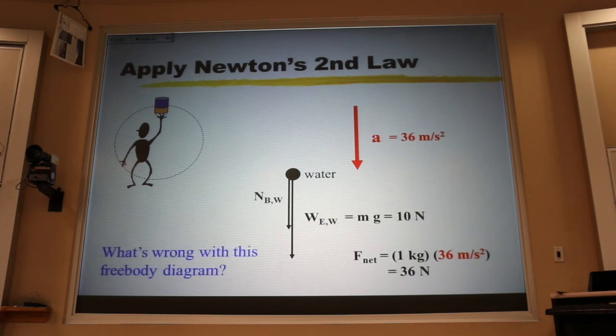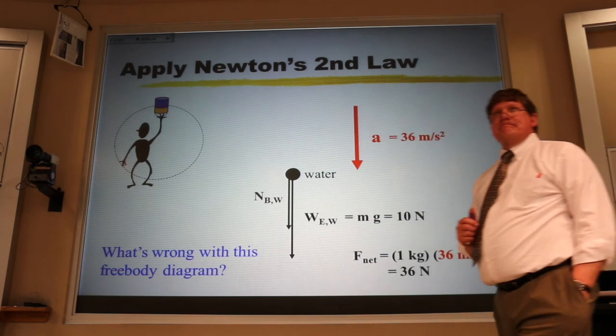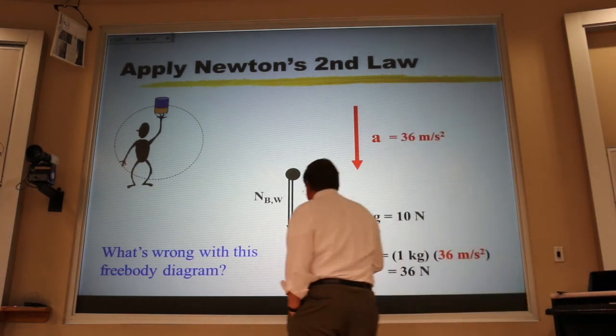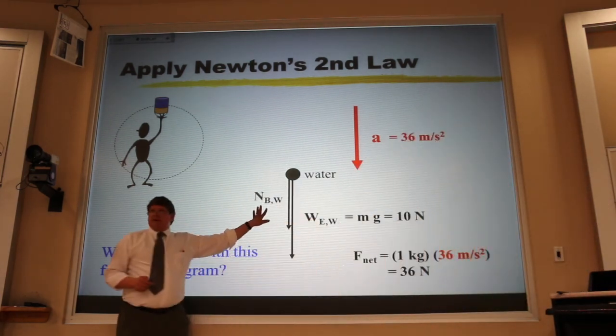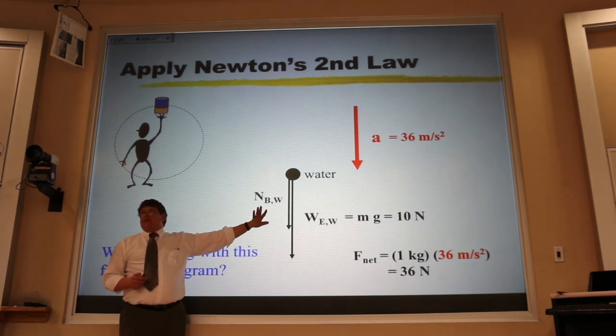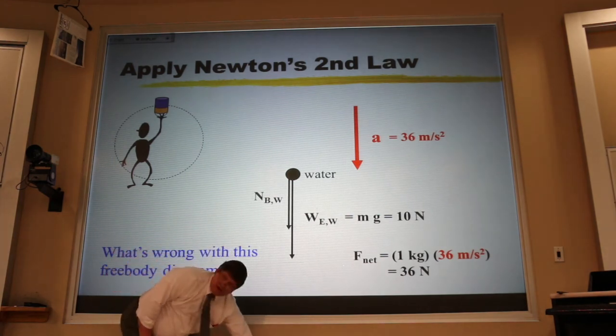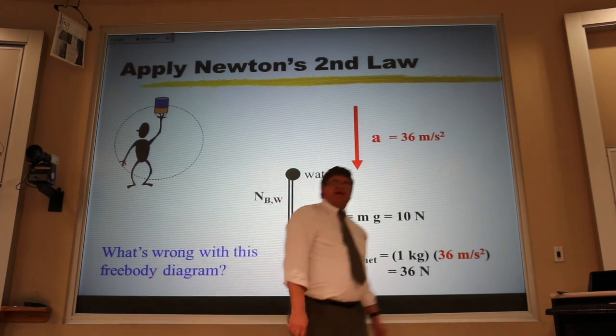So what's wrong with this diagram? What's the mistake there? How big should this normal force be? Yeah, it should be 26 newtons. It should be clear down to here. But we couldn't afford the bigger screen, and so we had to go with a mistake.